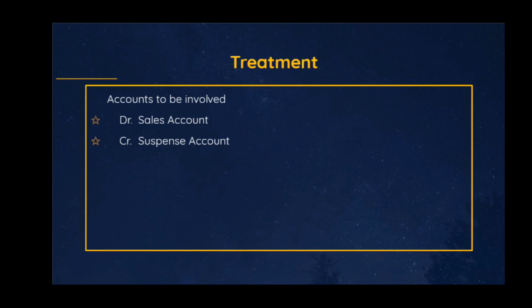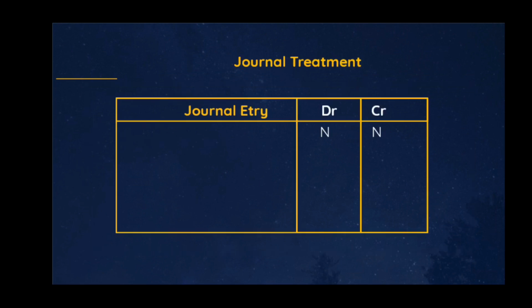So now let's look at the journal entry. Like I said, the journal that is used to correct errors is called the general journal or journal proper. I have discussed this in detail in my video on the journal or the book.